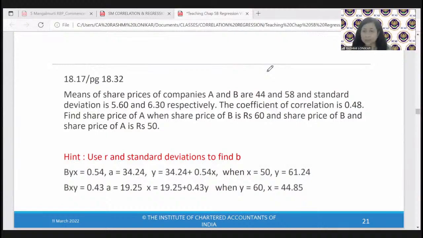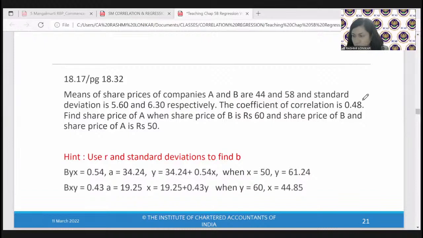Okay, the next sum that we are going to take is a practical sum. So what has happened here is means of share prices of companies A and B are given. Okay, there are two companies A and B. The share prices are given and standard deviations are given. Okay, that is 5.6 and 6.3 respectively. The coefficient of correlation is 0.48.